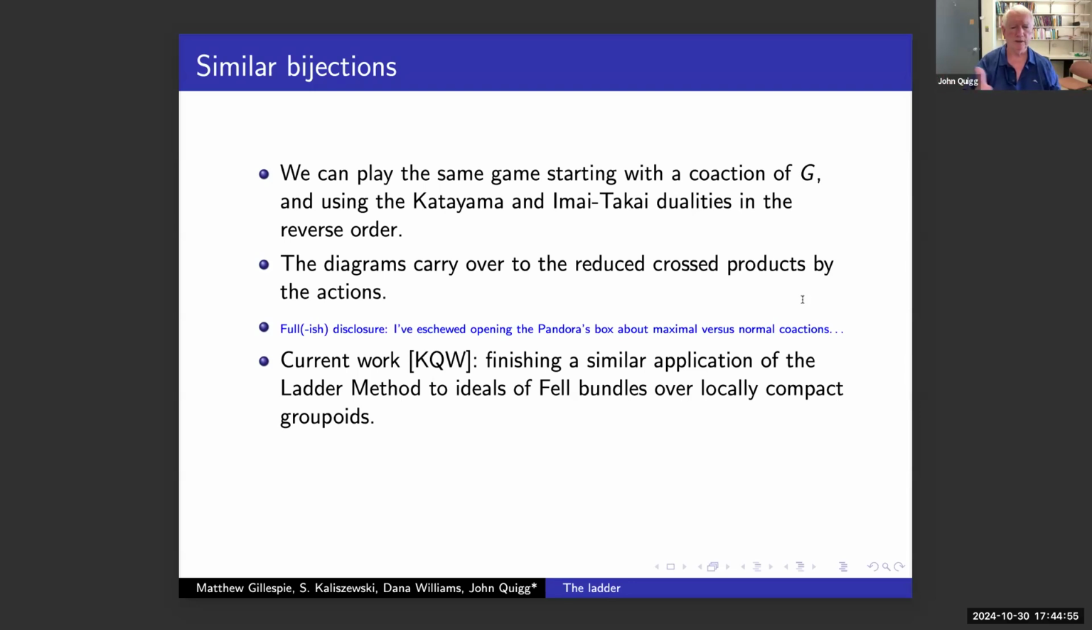So what Dana and Steve and I are doing now is saying, okay, so if we have a Fell bundle over a locally compact groupoid, we can talk about ideals of this Fell bundle.